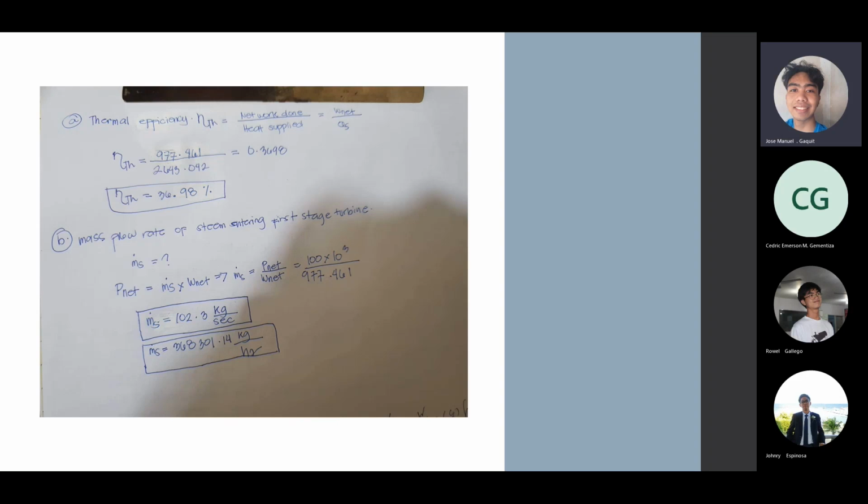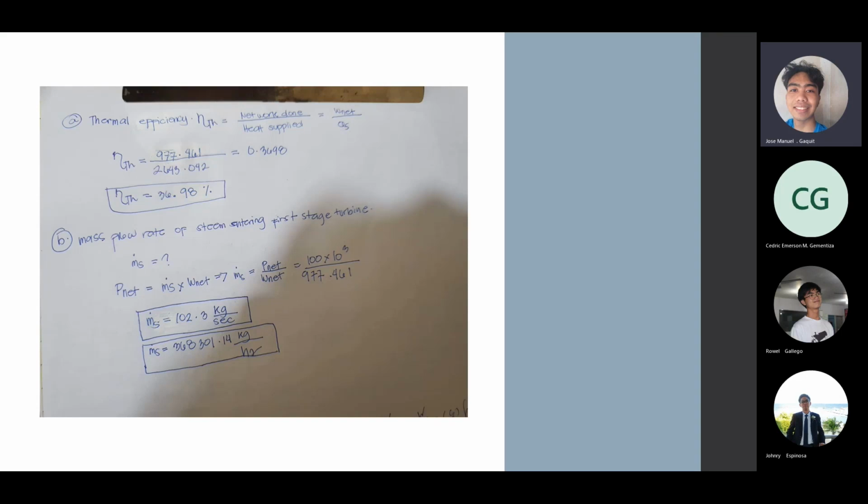So for thermal efficiency, it's basically the net work done over the energy or the heat that comes in. So it was the last things that we solved. Plugging the values in, we get a thermal efficiency of 0.3698 or 36.98%.